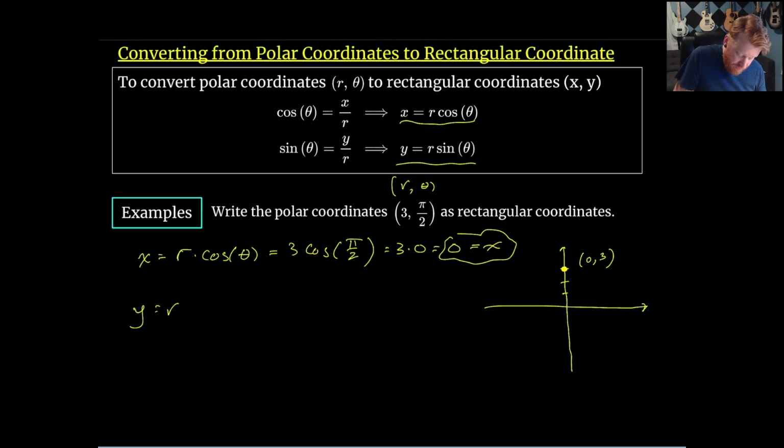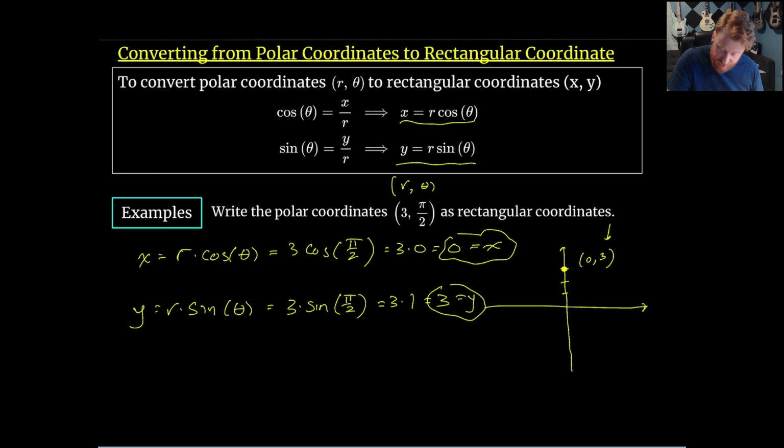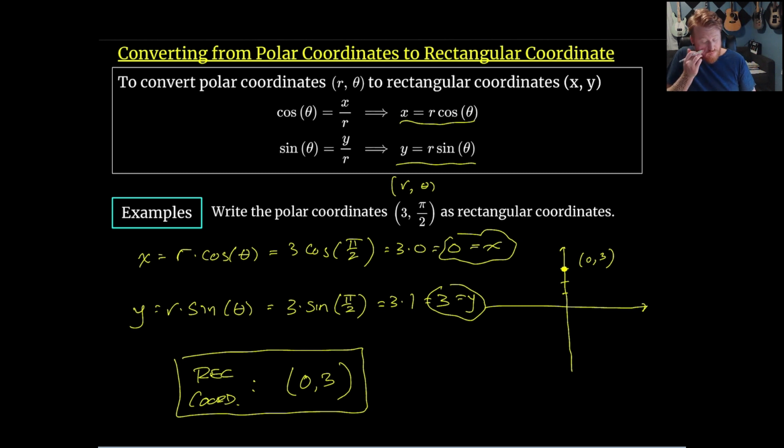To find our y value, we will do r times the sine of θ, which is going to give me 3 times the sine of π/2. And the sine of π/2 is 1, so we're getting 3 times 1, which is 3, and that is going to be our y value, just as we predicted on our picture over here. So in rectangular coordinates, we're going to get the point (0, 3), just as we predicted from our picture. So there we go. We have converted this polar coordinate to a rectangular coordinate, and we can see that they hit the same spot on the axes here.